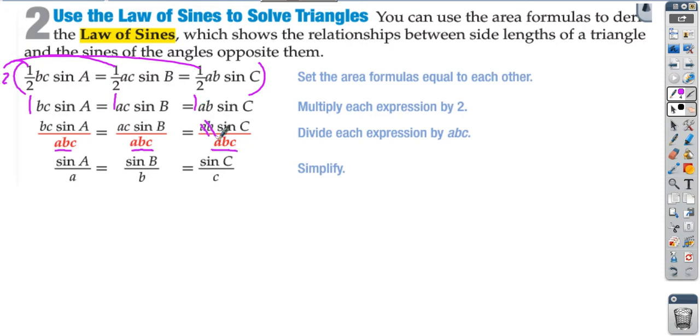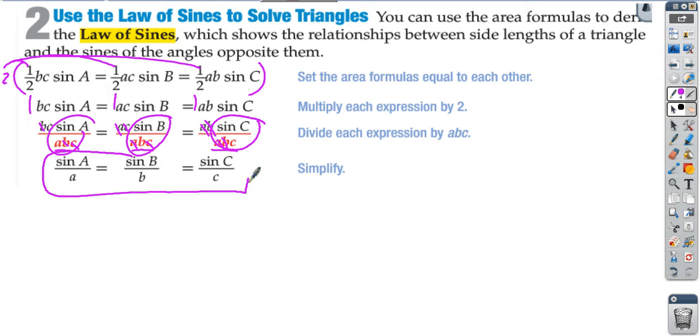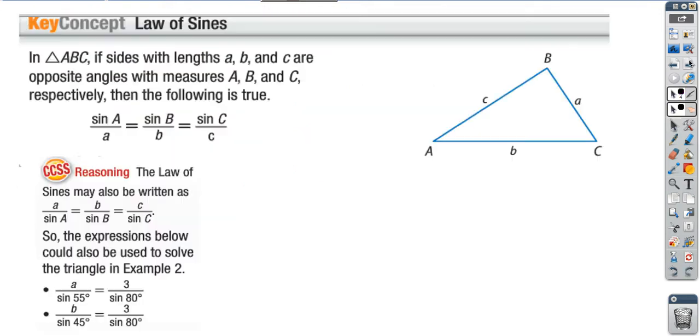And you can see these will cancel, leaving us with sine C over C. These will cancel, leaving us with sine B over B. And likewise over here. So the law of sines is this. It basically says that there's a proportional relationship between the sine of an angle and its opposite side. So the sine of angle A over its side equals the sine of angle B over its side, which equals the sine of angle C over its side. So let's apply that right now. And this is just to note that the reverse is true. If you were to flip all of those fractions over, you would still get the same thing.